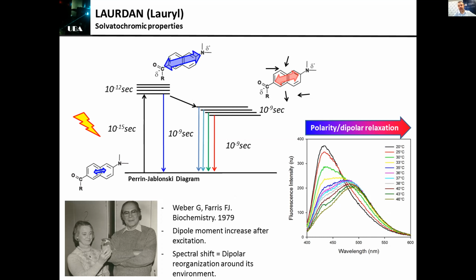So if we can measure the lifetime in two channels, one in the blue and one in the red, we can split these two parameters, which are the polarity and the dipolar relaxation. The polarity is related to the average, apparent dielectric contrast that we have in the environment of Laurdan, and the dipolar relaxation is the physical reorganization of the water around the probe.